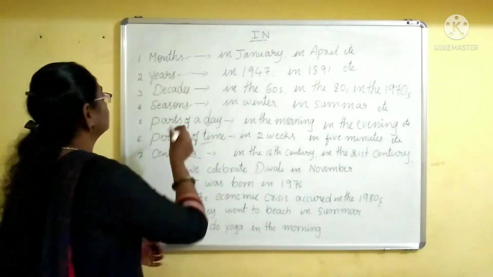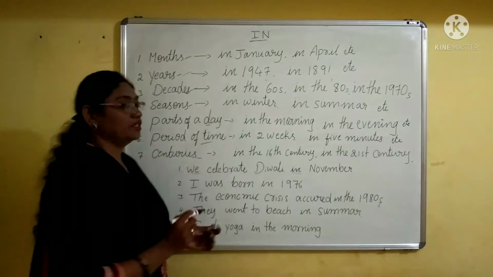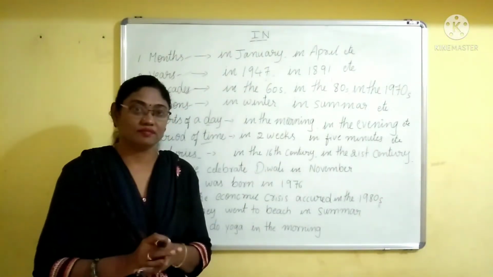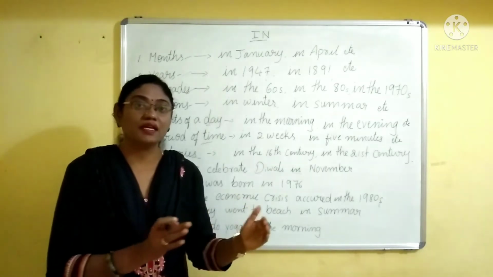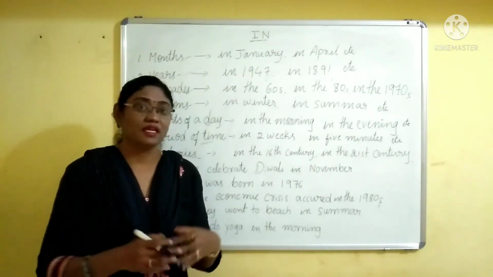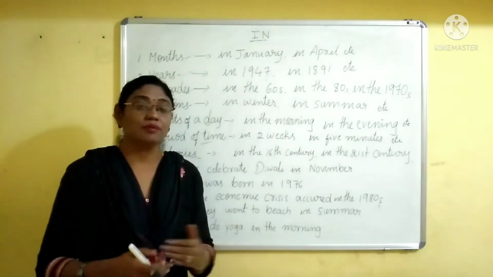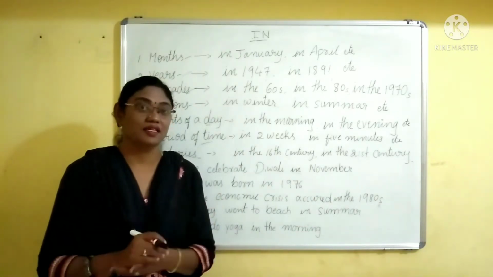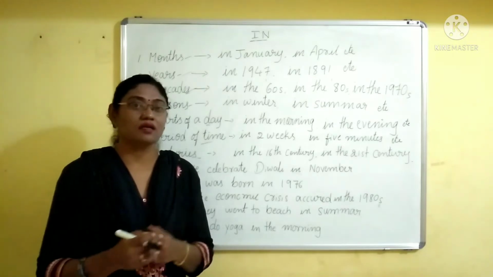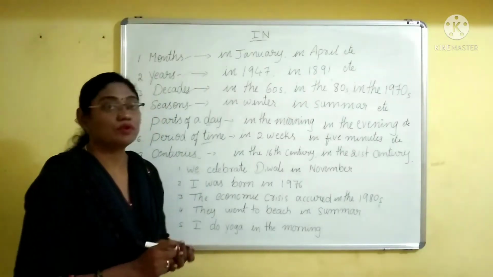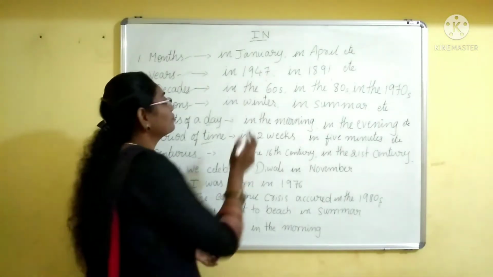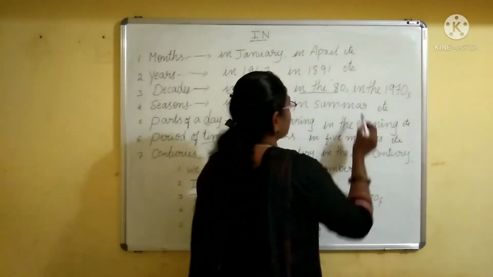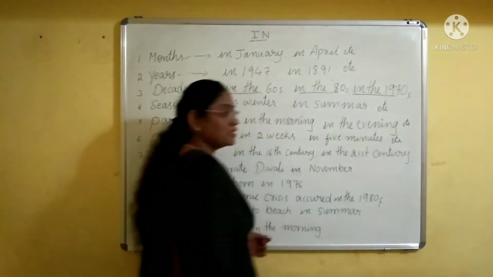Next, with decades. What is meant by decades? A period of 10 years. If I say 2 decades, it means 20 years. 3 decades, 30 years. Okay. So when we talk about the decades, we have to use in. In the 60s, in the 80s, in the 1970s.